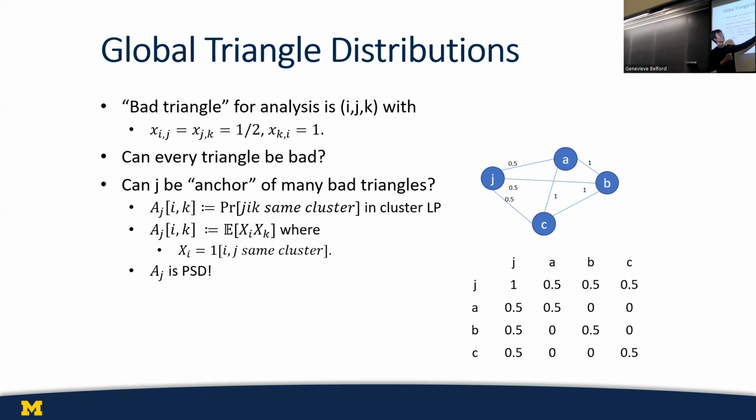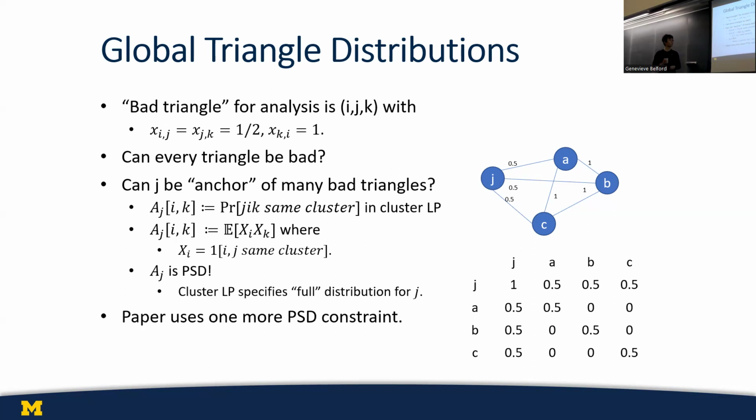Okay, so if you are looking at the cluster LP, then you cannot have this type of configuration. It cannot be the case that J is the anchor of numerous bad triangles. And then similarly, we observe one more PSD constraint that makes sense, something like this. And then the final analysis is actually done by designing a factor-revealing LP, and then the computation is solving it.